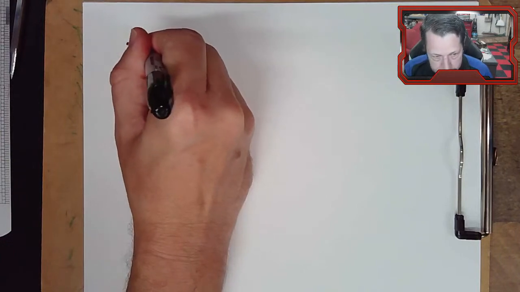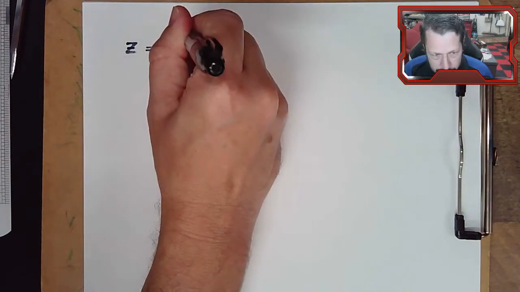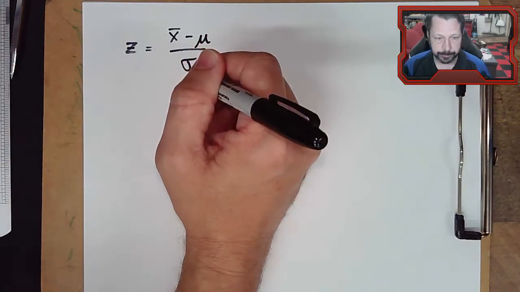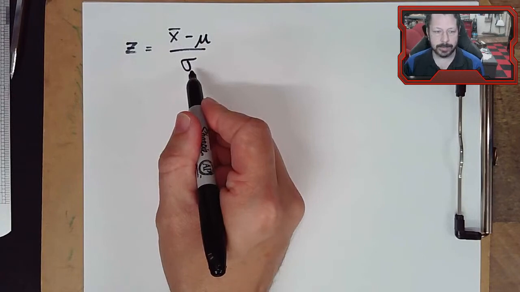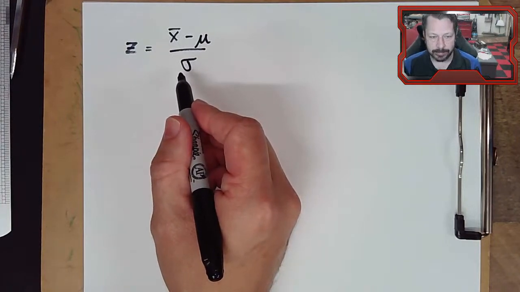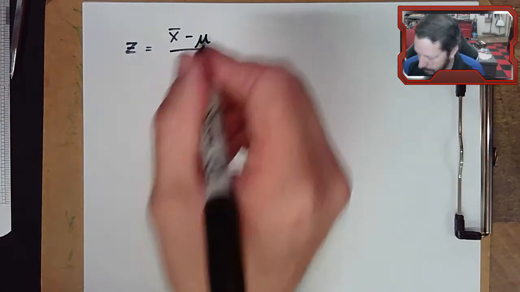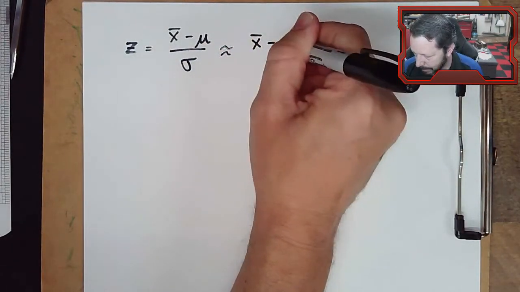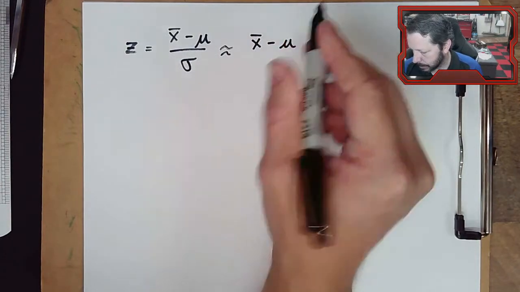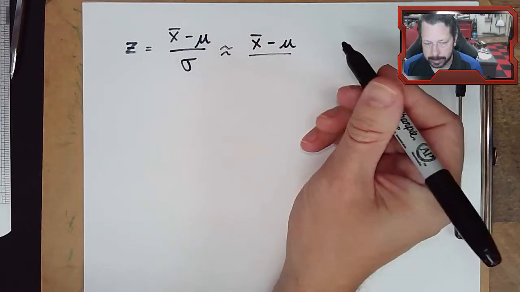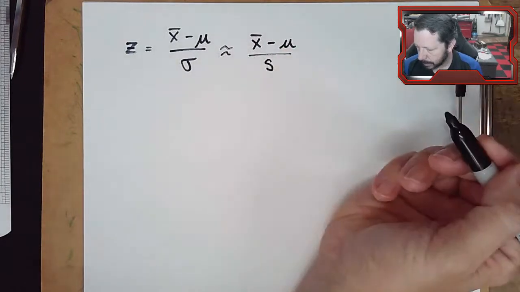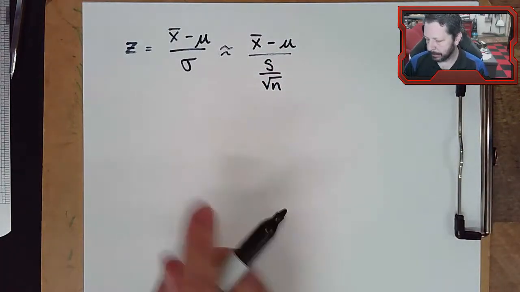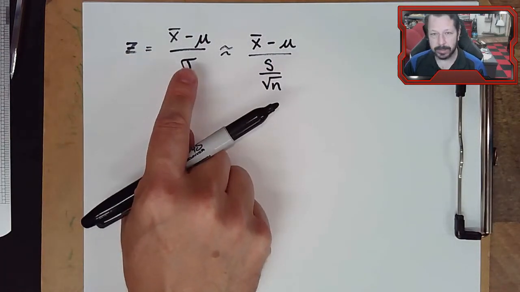So Z equals X bar minus mu over sigma. Now, the sigma is the population standard deviation, which we probably don't know. So we'll have to say approximately equal to X bar minus the population mean. So sample mean minus population mean, and then approximately our sample standard deviation divided by the square root of our number of samples.